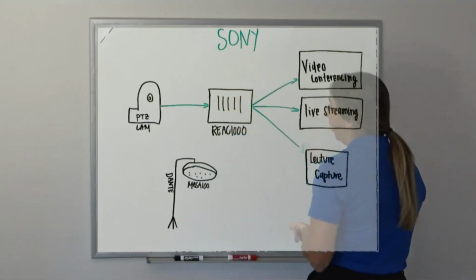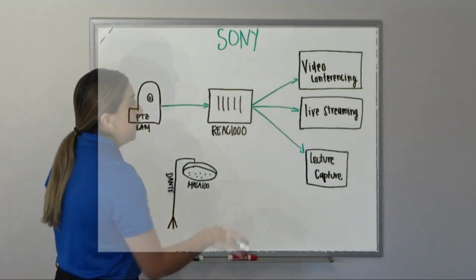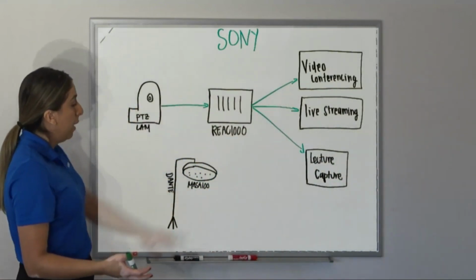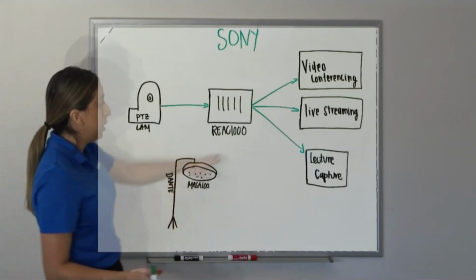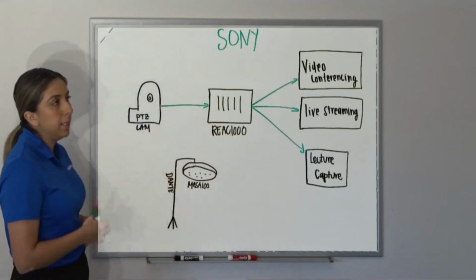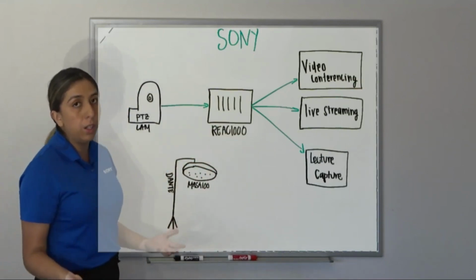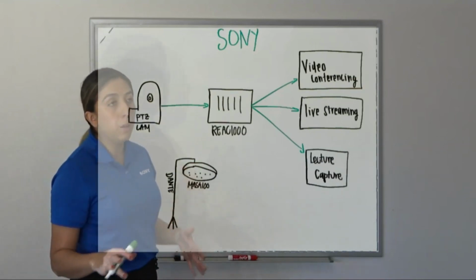And then from there, like I said earlier, we're also integrating our MASA 100, which is our beamforming mic. The audio currently right now is powered through Dante, so it doesn't even touch the REAC 1000, but the audio is basically agnostic. You can use any audio that you'd like. If you already have an audio system in your room, please feel free to repurpose it.